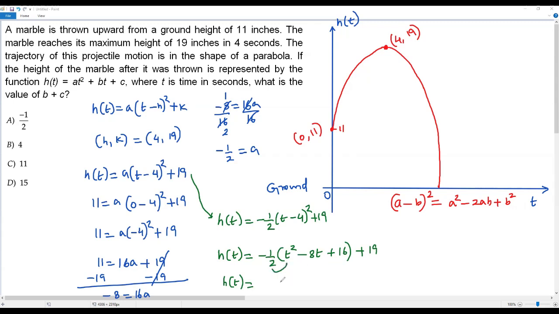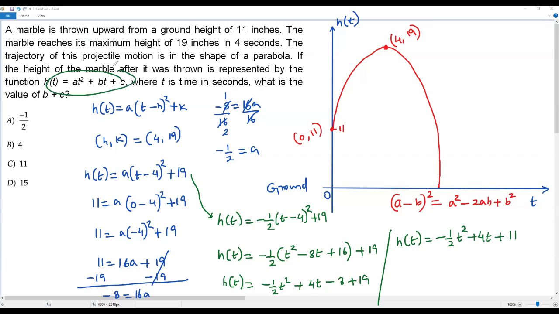When I distribute this negative 1/2 to this t square, I'm getting negative 1/2 times t square. Negative times negative will become positive, 1/2 times 8t will become 4t, and negative times positive will become negative. 1/2 times 16 will be 8, plus 19. So now we can do further simplification. So h of t equals negative 1/2 times t square plus 4t. Now I have to combine negative 8 and positive 19. I'm getting positive 11.